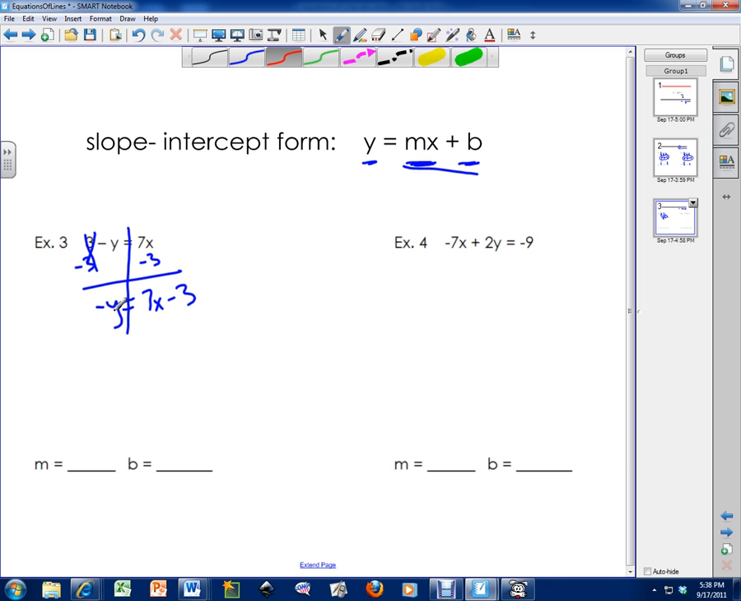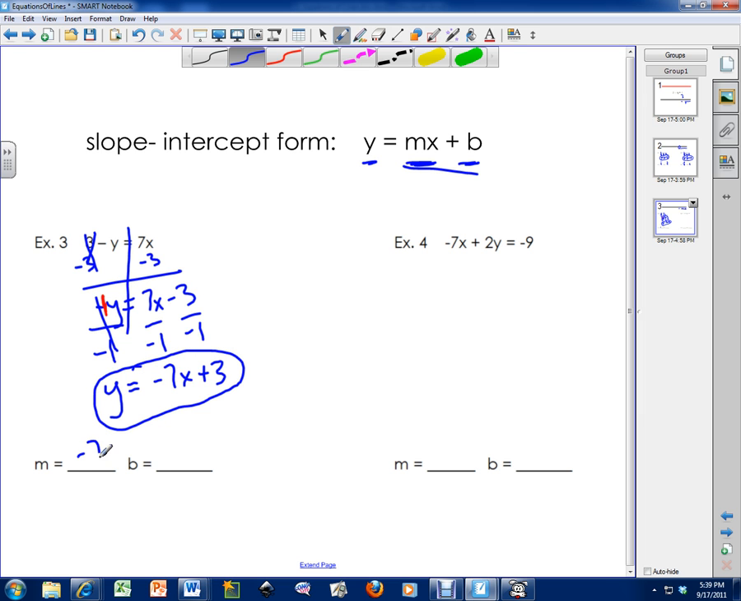What is imagined in front of this negative sign? A 1. So to cancel out this negative 1, I need to divide the left side by negative 1, which means I need to divide everything on the right side by negative 1. When I do that, I get y by itself. Hooray, that's my goal. 7 divided by negative 1 is negative 7x, and then negative 3 divided by negative 1, two negatives make a positive 3. So this is the equation of this line right here. Again, we know the slope is negative 7 and the y-intercept is a positive 3.